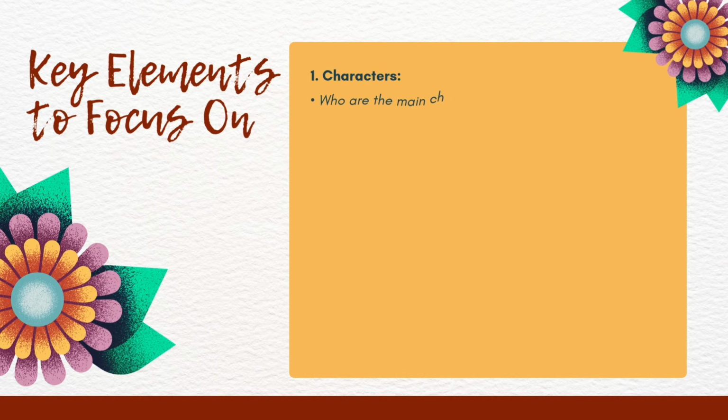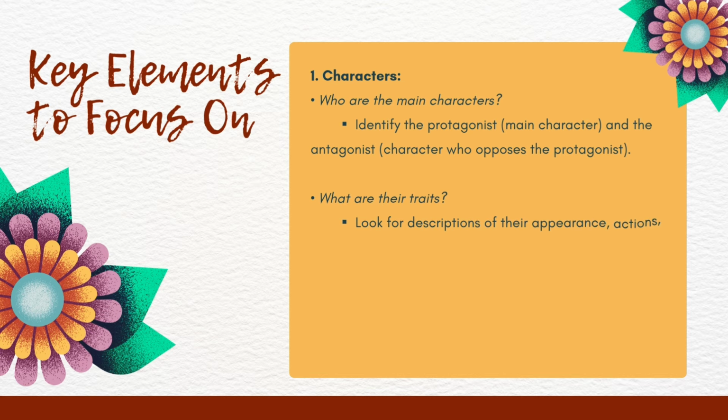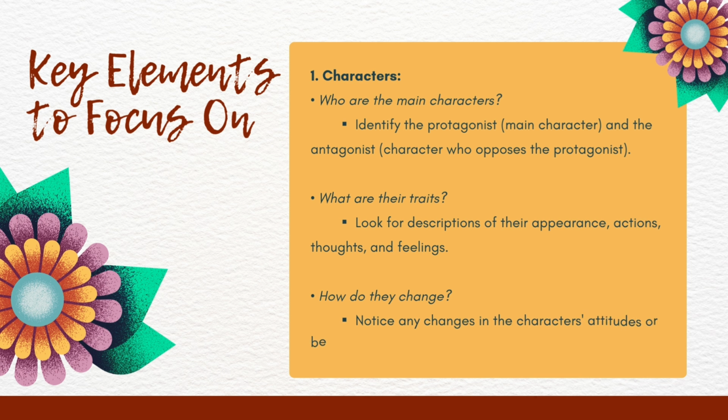Okay, so now we have here the key elements to focus on. First is the characters. So who are the main characters? So identify the protagonist, which is the main character, and the antagonist, or the character who opposes the protagonist. What are their traits? Look for the descriptions of their appearance, actions, thoughts, and feelings. How do they change? Notice any changes in the character's attitudes or behaviors throughout the story.